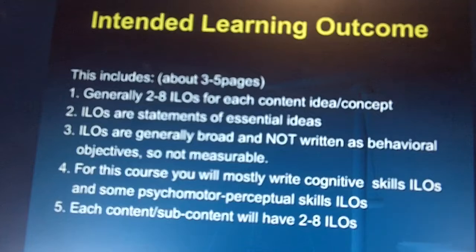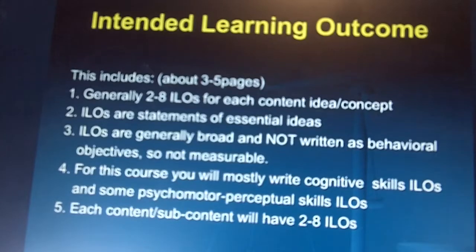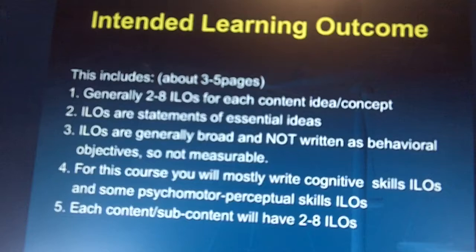So when you write intended learning outcomes, you want to ensure that these outcomes are important. You don't have to write intended learning outcomes for everything. You also want to make sure that they are written from the highest priority, the most important first, and the least important later. That way you can take out some of the least important ones if you need to. Generally, for the purposes of this class, I encourage you to write between 2 to 8 intended learning outcomes for a particular content idea.